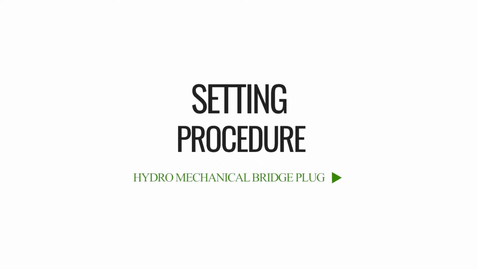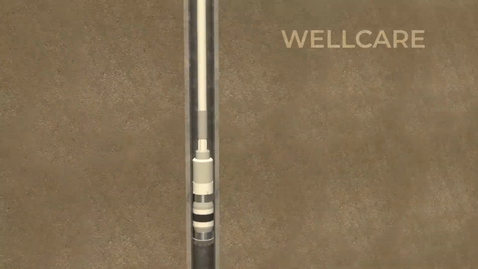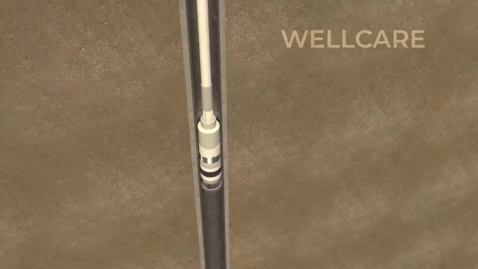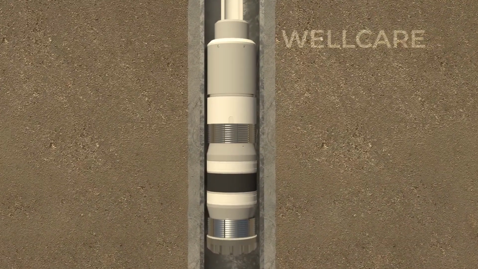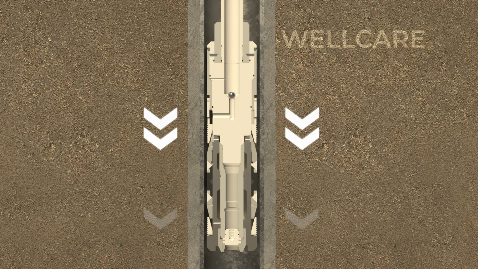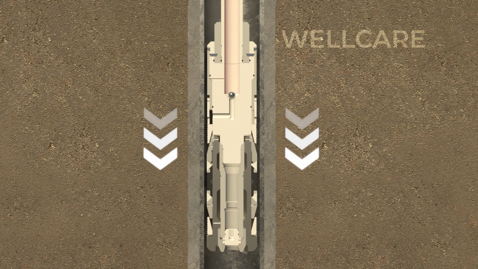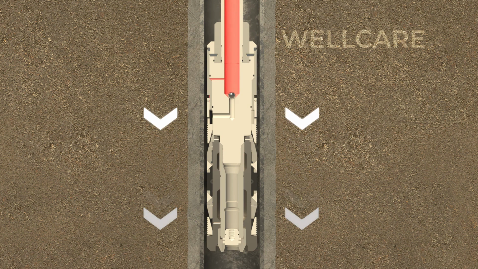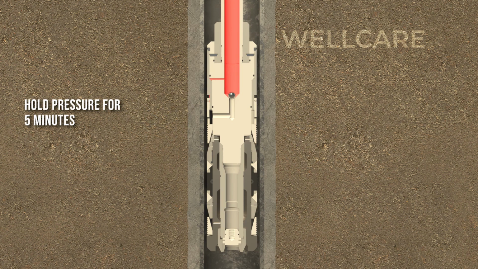Let's go through the general setting procedure for the hydromechanical bridge plugs. Pump the ball down the tubing onto the ball seat. You will see a pressure indication on surface when the ball is seated. Apply pump pressure to the work string in 500 psi increments until reaching the appropriate pressure specified in the technical sheet. Hold pressure for 5 minutes.